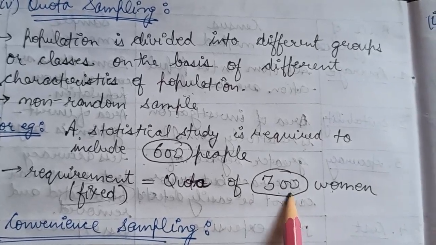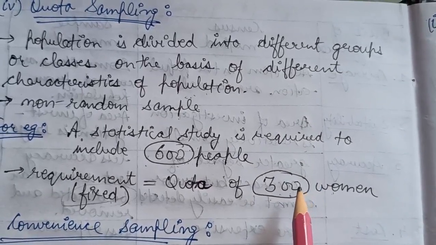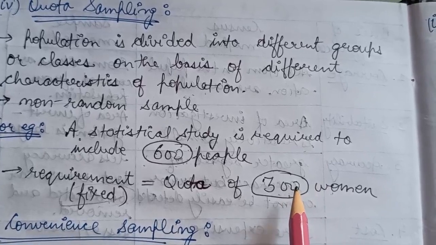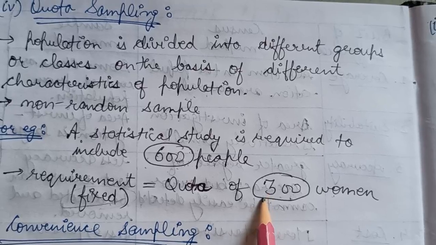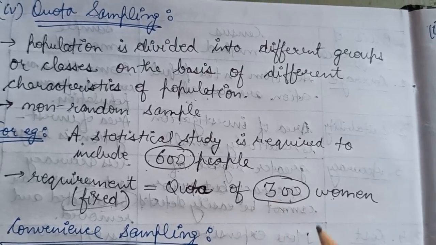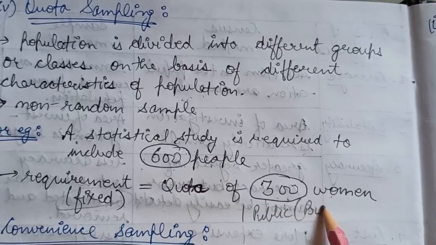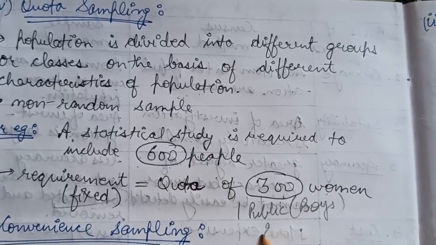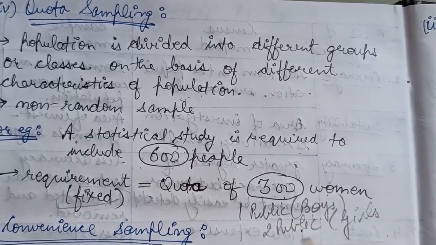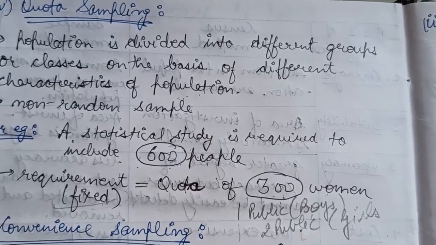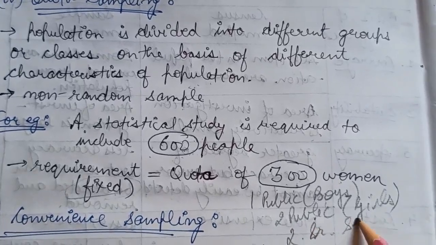Suppose I need to make a survey about the eating habits of the students of certain schools. Suppose I'm considering 10 schools in my study, but the investigator wants to include one public school of boys, two public schools of girls, then they want to take two senior secondary schools. So what is this?